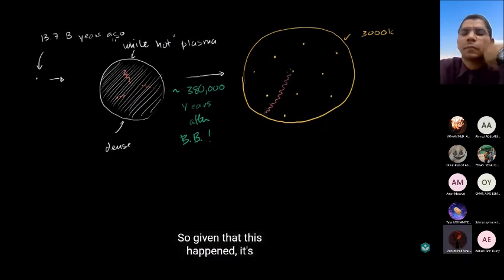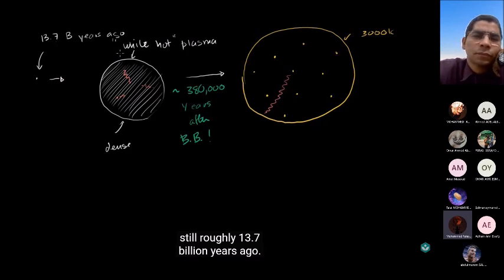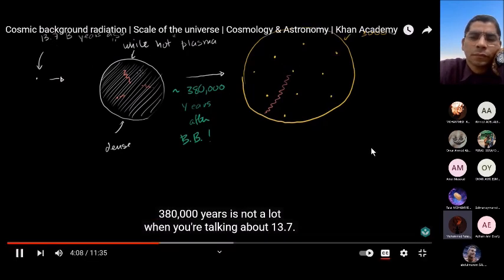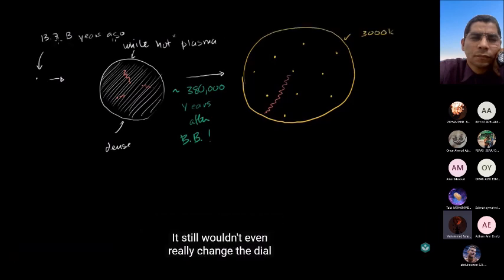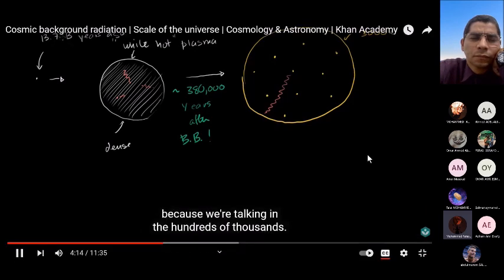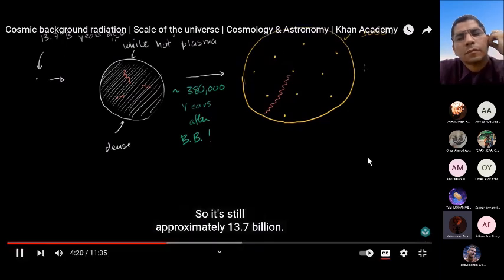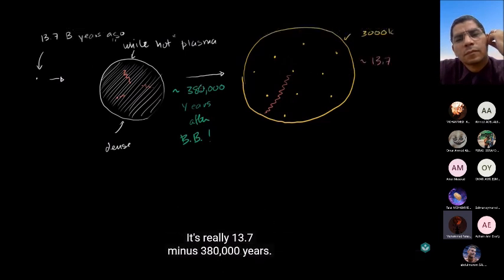So given that this happened, it's still roughly 13.7 billion years ago. 380,000 years is not a lot when you talk about 13.7 billion. It still wouldn't even really change the dial, because we're talking in the hundreds of thousands. 0.7 billion is 700 million years. So this is actually a very small number. It's still approximately 13.7 billion. It's really 13.7 billion minus 380,000 years.